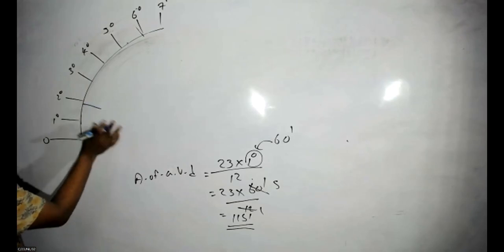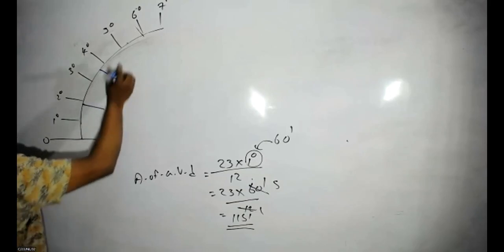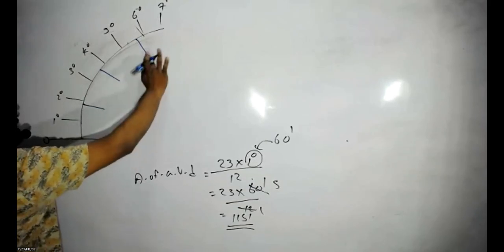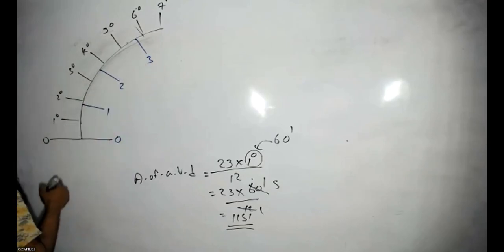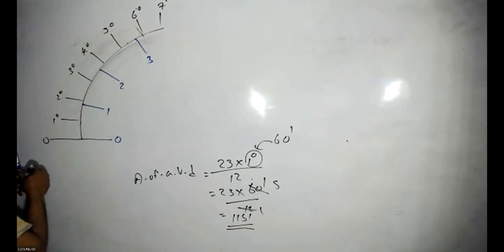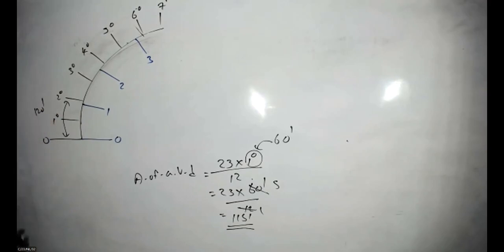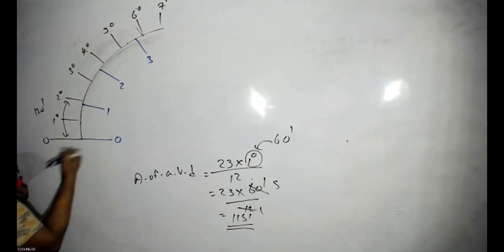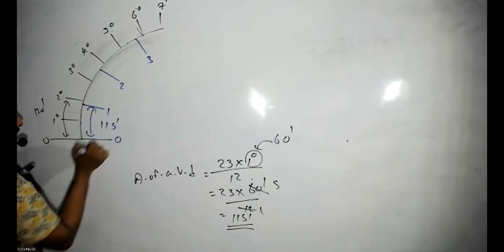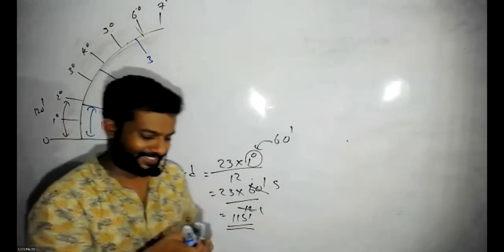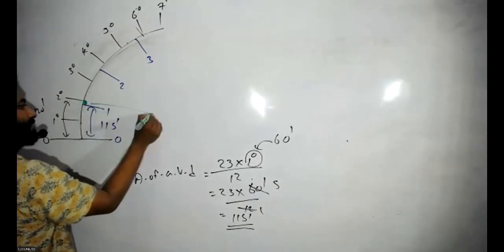This one is the first vernier division. This one is the second vernier division. This one is the third vernier division. 0, 1, 2, 3. So the angle of 2 degrees in minutes is 120 minutes. Then you have found the value of the angle of 1 vernier division, which is 115. Then you can find the least count. What is the least count now? This one is the least count, no?